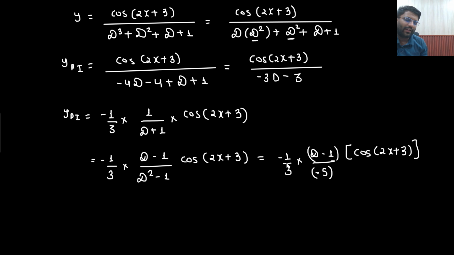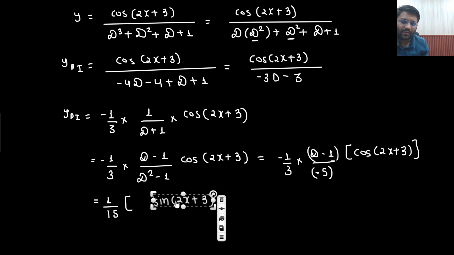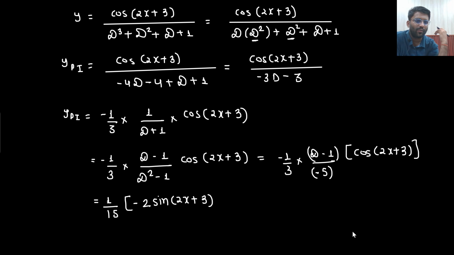Okay. So eventually what you are getting: minus 1 by 3 multiplied with minus 5, that will be 1 by 15 here. Now D goes inside, so it will be differentiation. Differentiation of cos will be minus sin, so it will be minus sin, and minus 2 will also come. When you differentiate cos of 2x plus 3, you will be getting minus 2 sin of 2x plus 3, minus simple cos of 2x plus 3.